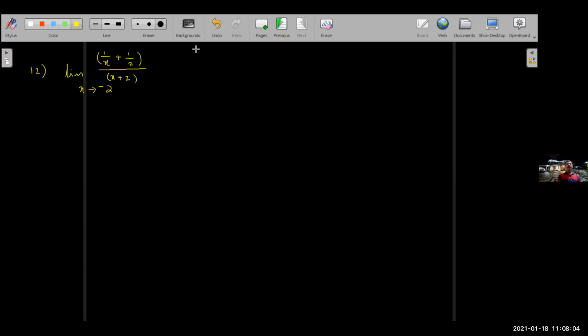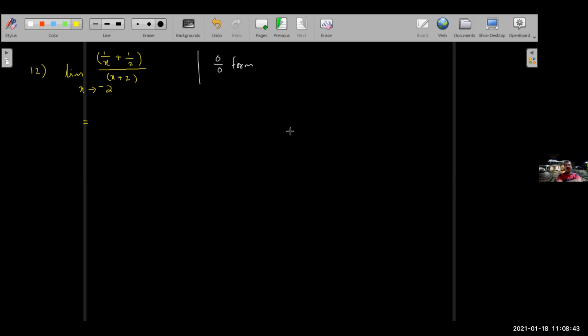Naturally, the very first thing is directly substitute the value of x, minus 2. So 1 by minus 2, minus 1 by 2 plus 1 by 2, 0 form. Again, this is 0 by 0 form. It is indeterminate form. If it is 0 by 0 form, what's the first thing to be checked? Can we simplify? If it is not possible, we'll think about any other method. Is simplification possible?